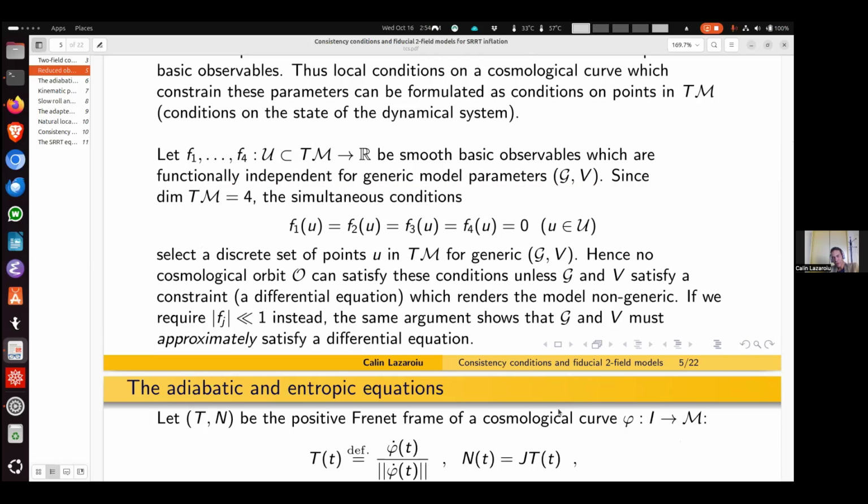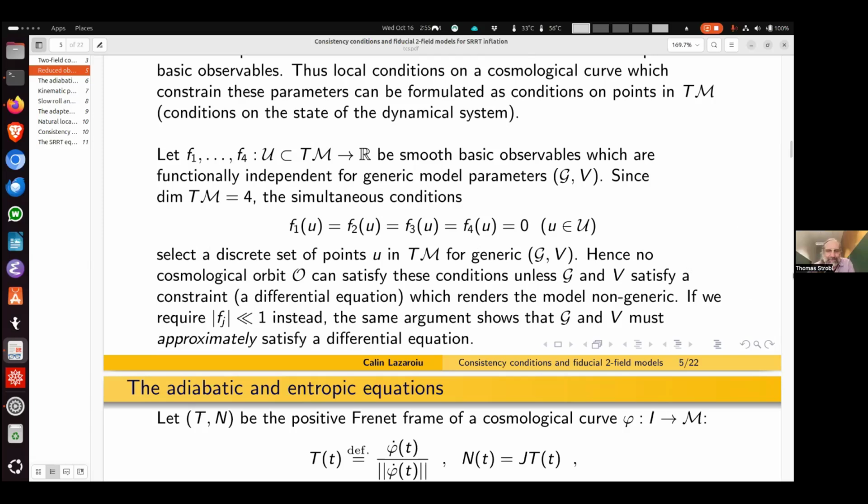This is what we call a consistency condition somehow. You say that physics requires restricting the metric G and the potential V. Yes, exactly. In order to realize certain kinds of inflation, you will have to impose these kinds of conditions. You will see exactly what the functions will be simultaneously, and you will never find a cosmological curve whose cosmological orbit satisfies these conditions unless there is a constraint between G and V. That's called the dynamical consistency constraint. That's what we call it.